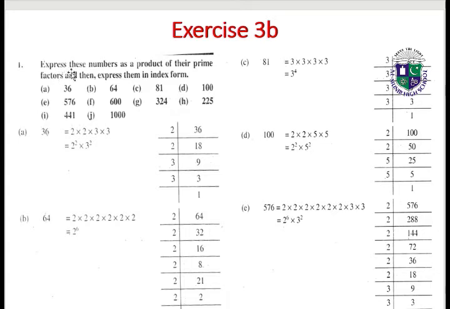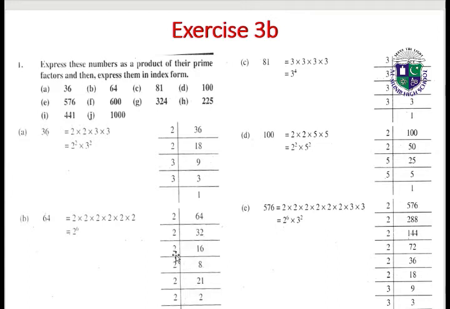Exercise: express these numbers as a product of their prime factors and then express them in index form. Part A, 36. 2 18s are 36, 2 1s are 2, 1 carry, 2 8s are 16, 2 9s are 18, 3 3s are 9, 3 1s are 3. 2 multiplied by 2, multiplied by 3, multiplied by 3, 2 square multiplied by 3 square.